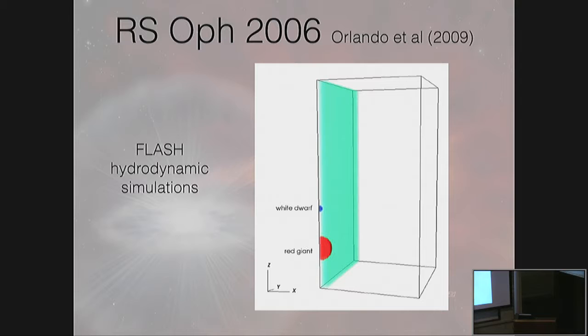So we decided that we were going to get together, me and Salvo Orlando from Palermo, and try and work this out once and for all and see what nova explosions really look like and start doing some detailed hydrodynamic simulations, for which we used the FLASH code. So this particular one, RS Oph: the red giant is here, the white dwarf is here, and this thing here we put in.